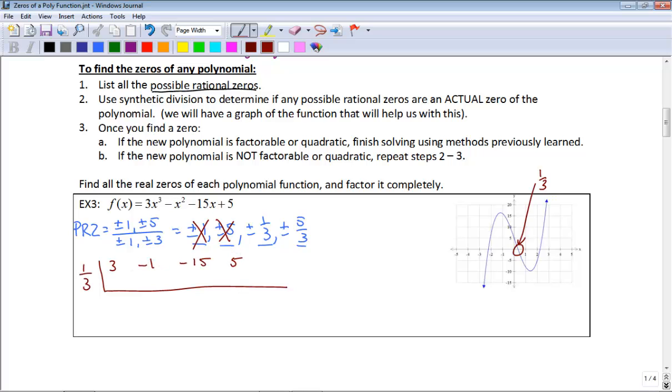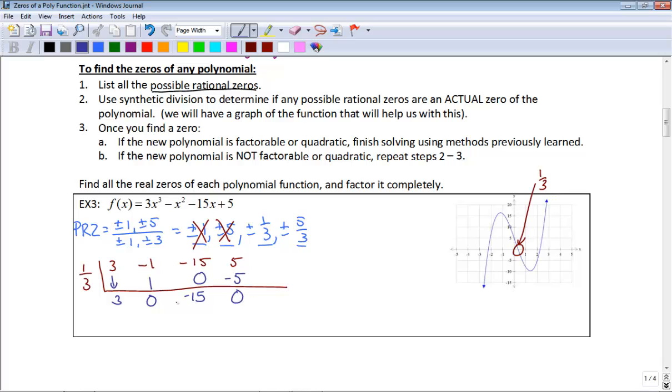Bring down your first term. 1/3 times 3 is 1. Add down, negative 1 plus 1 is 0. 1/3 times 0 is 0. Add down, negative 15. 1/3 times negative 15 is a negative 5. Add down, and I get 0. So is 1/3 a zero of the polynomial? Yes. How do I know that? Again, according to the remainder theorem, I'm a zero if my remainder is 0.